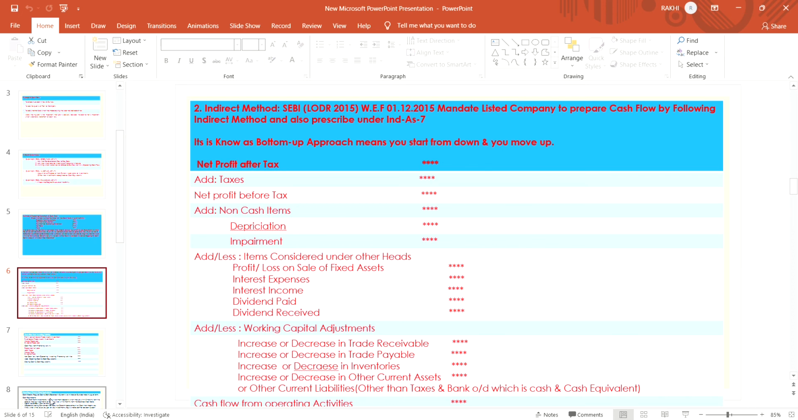If there is a decrease or increase in trade creditors, an increase in creditors means you had purchased, so the difference is there, which we will adjust here. All increases and decreases in current assets, inventories, we will make the working capital adjustment, which is also known as operating adjustment. Then after doing all this adjustment, cash flow from operating activity comes.